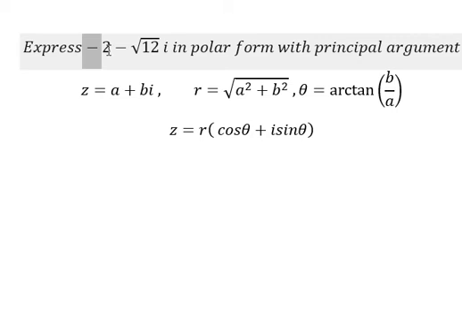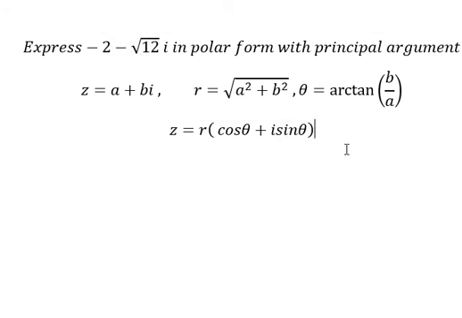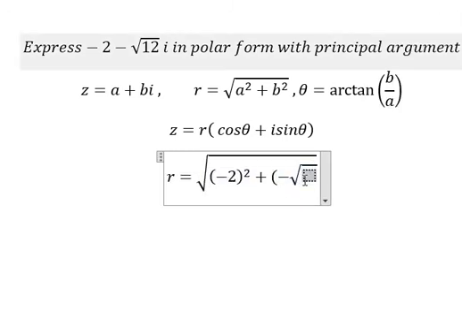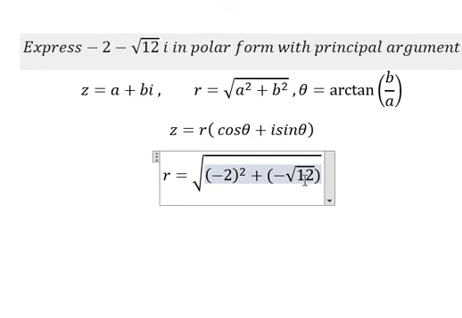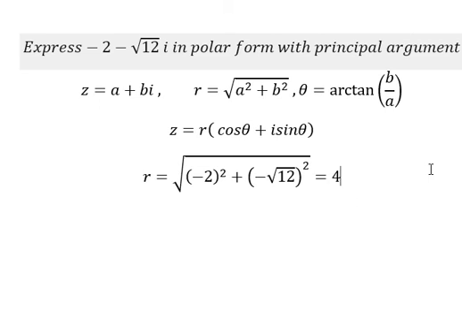So in this situation, a is negative 2, b is negative the square root of 12. And now we can find the value of r. That should be negative 2, and I will put in here negative the square root of 12. So we calculate this one. So we have number 4.